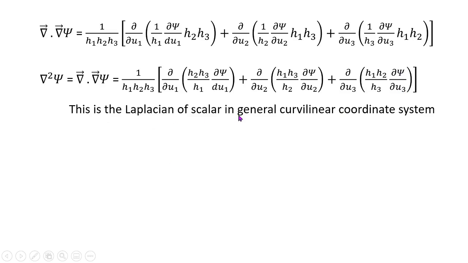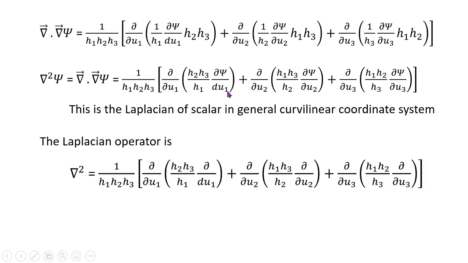This is the Laplacian of a scalar in the general curvilinear coordinate system. If we eliminate psi from this expression, then we get the expression for the Laplacian operator. This is the expression for the Laplacian operator in the general curvilinear coordinate system. In the next part of this lecture, we are going to use this expression to derive the Laplacian operator in the Cartesian coordinate system, in the cylindrical coordinate system, and in the spherical polar coordinate system.